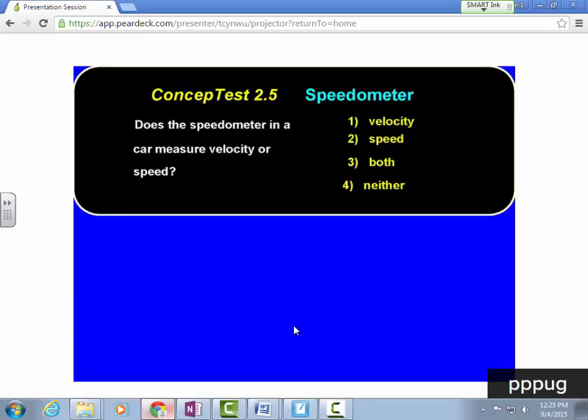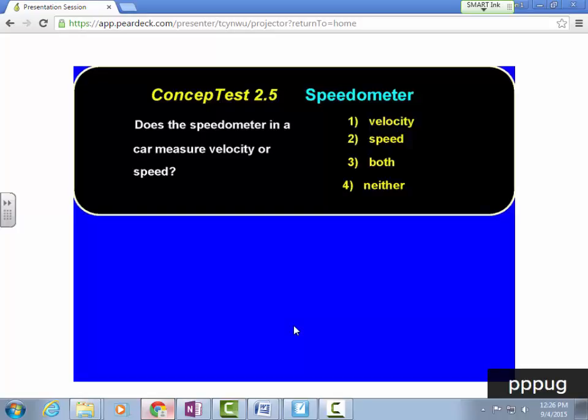So the speedometer of your car, what does it measure? Velocity or speed? No need to formally answer it. Give me an informal answer. Anyone want to spout it out? Yes. Correct. The very fact that the odometer is measuring distance tells you that the speedometer must be measuring speed as well.